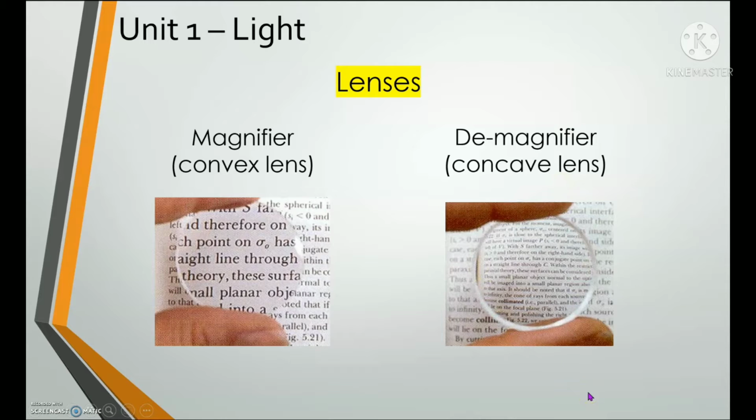Okay, so the question, what type of lens is the one making the picture or the image larger or bigger? Very good. It's called the magnifier or convex lens. How about what is the lens that makes the picture reduced in size? Very good. The magnifier or concave lens. Okay, now let's move on to our next slide.